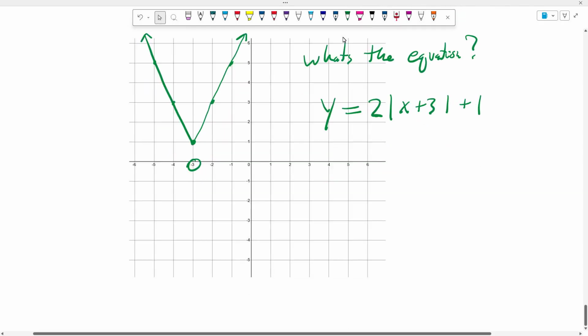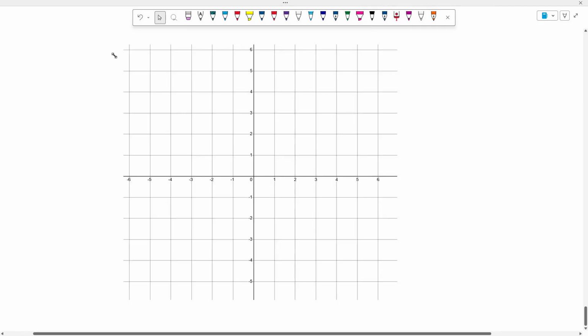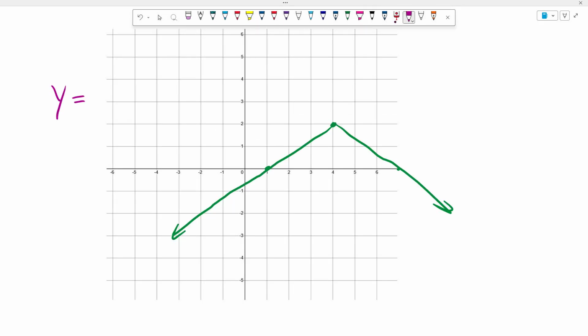Any questions on that? Does this make sense? Yeah. All right, let's try another one. So the slope is going to be, so rise 2, run 3. Definitely negative. If the V's down, negative 2/3 times the absolute value of x minus 4, plus 2. Easy peasy.